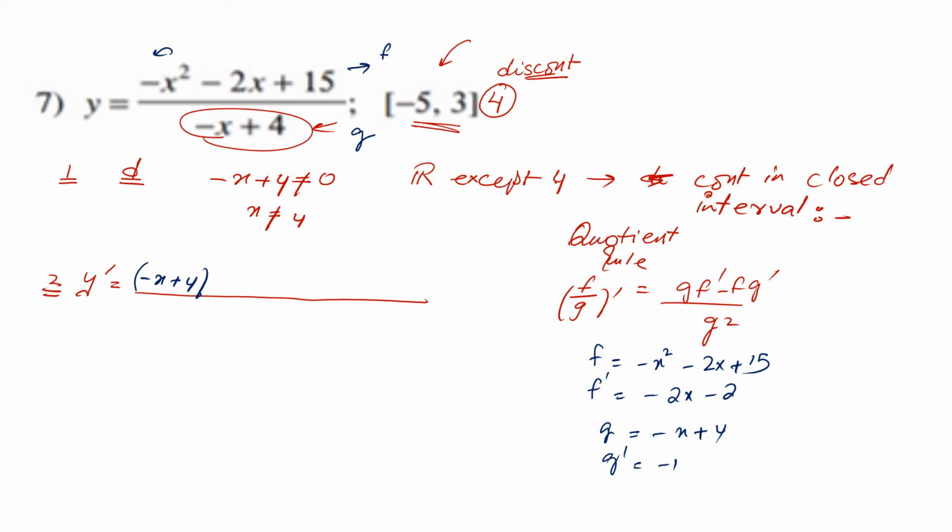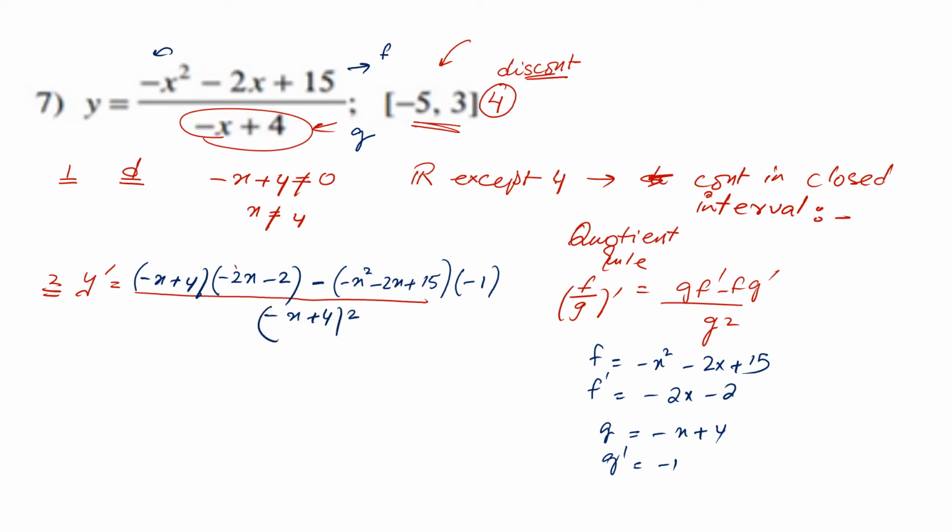So from the right hand side, the data we will just shift to the left hand side according to the formula. So we write g, and now f prime, meaning negative 2x minus 2, minus f, that means negative x square minus 2x plus 15. G prime is negative 1, over g square. It means negative x plus 4 whole square.